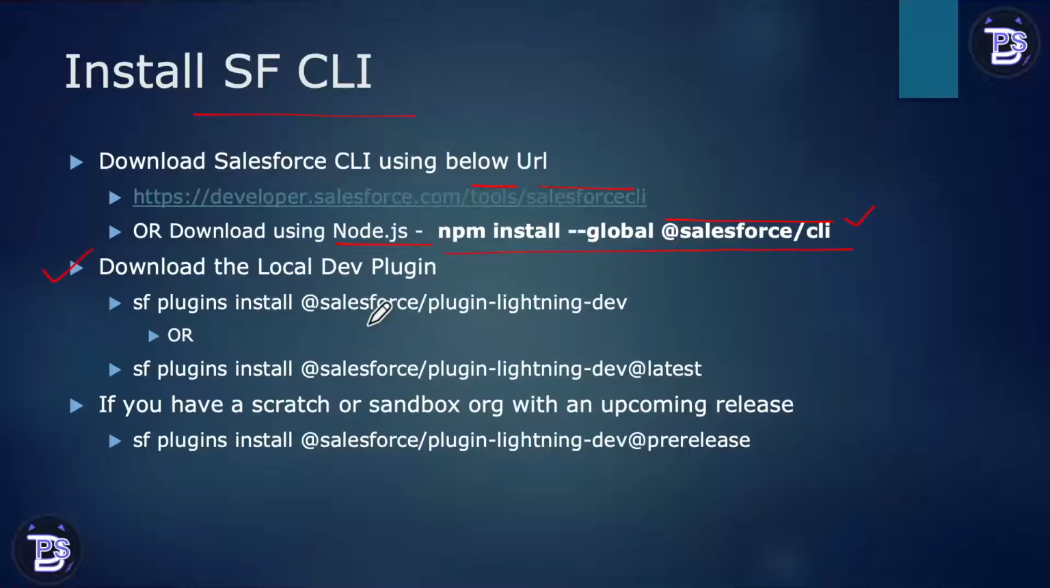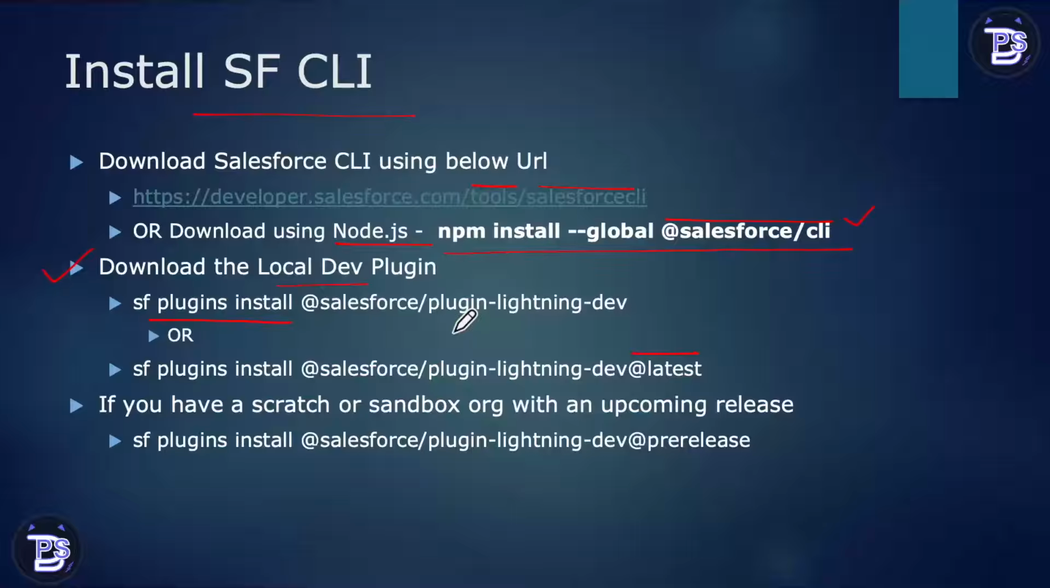Step number 2 is basically downloading the local dev plugin. There are two commands which are given over here. One is you can utilize sf plugins install @salesforce/plugin-lightning-dev, or you can utilize @latest at the end of the same command, which is going to help you to install the latest version of that plugin. Any of these are fine.